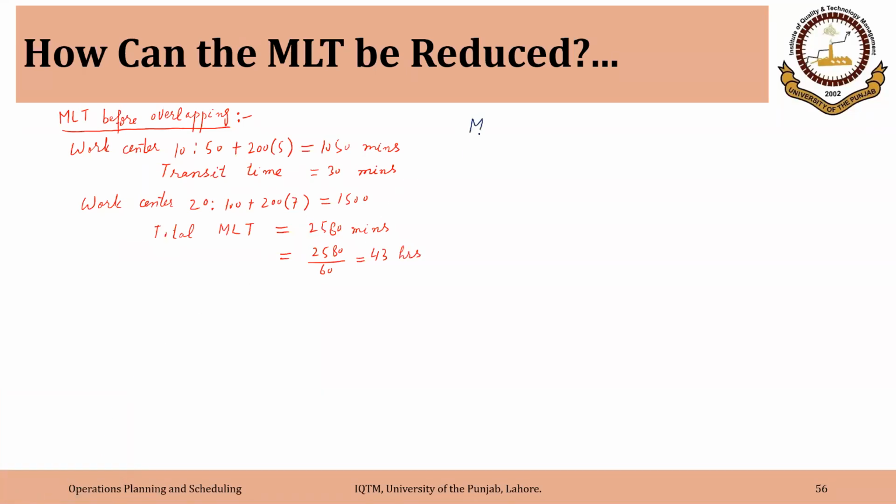Similarly, the manufacturing lead time after overlapping. So that will be equal to, now we are having two transfer batches of 75 and 125. So first for work center 10 or operation 1, that will be equal to setup time of 50 plus, now we are not having 200 but 75 into 5. So that will be equal to 425 minutes.